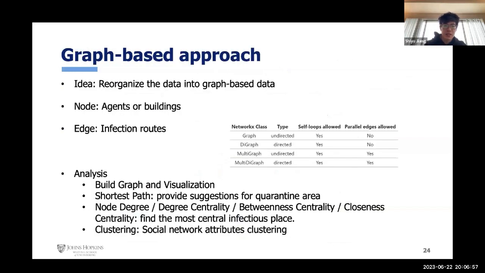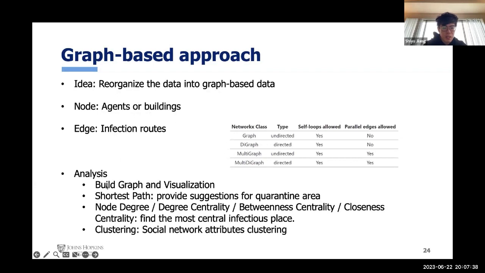So the basic idea about using our data is that first we are going to reorganize the data into graph-based data. Maybe we can build those data into several kinds of graphs. And we treat our agents or our buildings as nodes. And for the edges, or the connections, we can use the infection routes to do that. Yeah, and how are we going to analyze it? So first we'll build the graph and do some visualization.